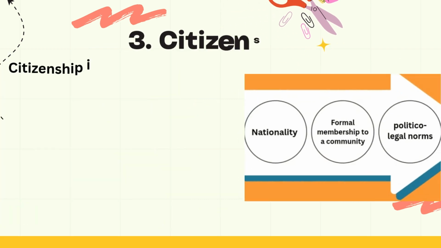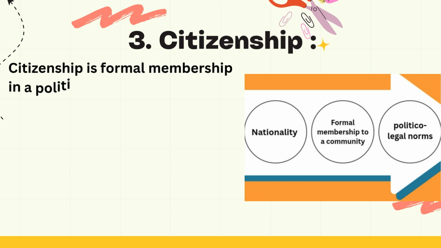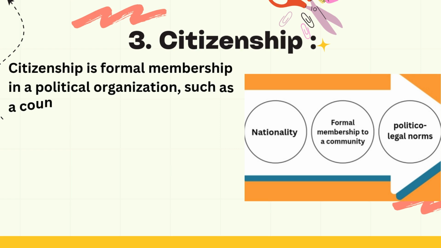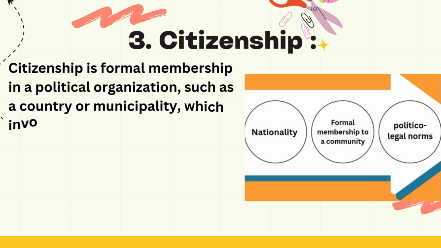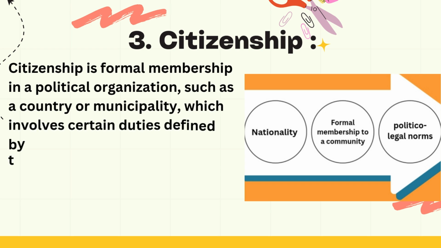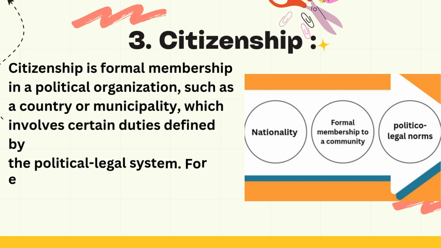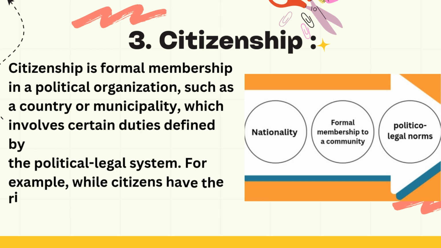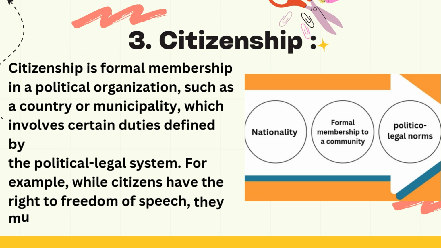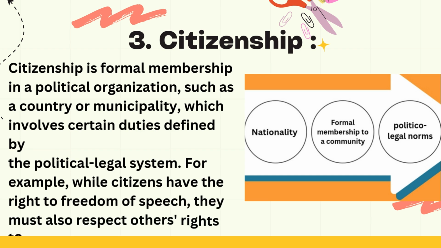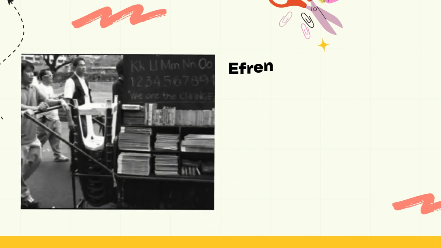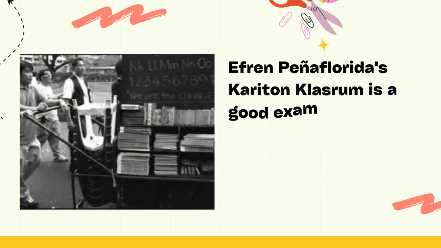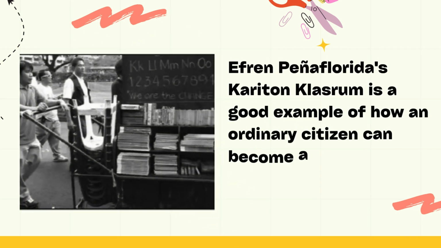3. Citizenship. Citizenship is formal membership in a political organization, such as a country or municipality, which involves certain duties defined by the political legal system. For example, while citizens have the right to freedom of speech, they must also respect others' rights to express themselves freely. Nationality: formal membership to a community's politico-legal norms. Efren Peñaflorida's Kariton Klasrum is a good example of how an ordinary citizen can become a hero to the poor.